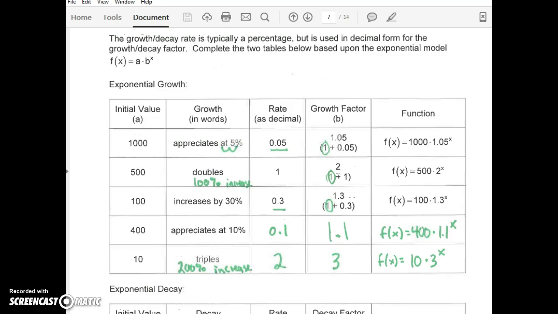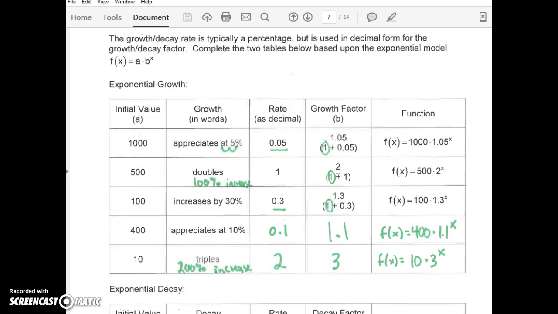Then we create our function using this setup. Initial value times growth factor to the x. So in our last column here, the fifth column, we have 1,000 times 1.05 to the x. Again, initial value times growth factor to the x. Same thing in the second one. Initial value times growth factor to the x gives us that equation. And nothing's different for any of the others.